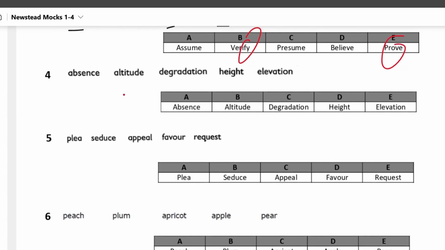Question number 4, absence, altitude, degradation, height, and elevation. We can see altitude, height, and elevation are all words to do with height. And then absence and degradation is kind of the opposite. Degradation is to go downwards, to make someone feel small. Therefore, the words would be absence.